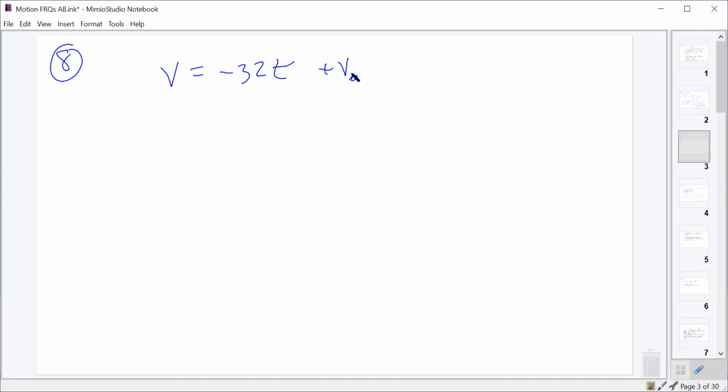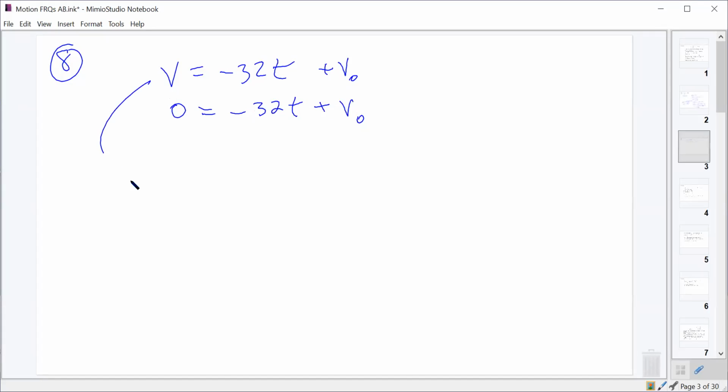So we're going to write v equals negative 32t plus v naught. And when it gets to a height of 100, if that's the height we want it to reach, and it starts to fall, the velocity should end up being 0 there, because it's going to stop going up and start going down. So we know that this is one equation that we're going to have to use to deal with this.